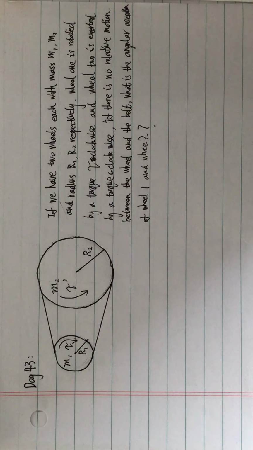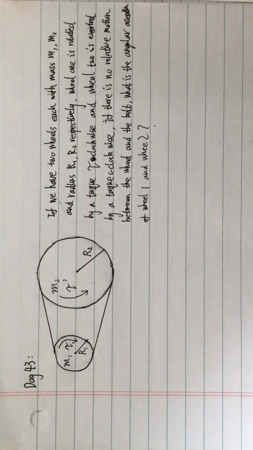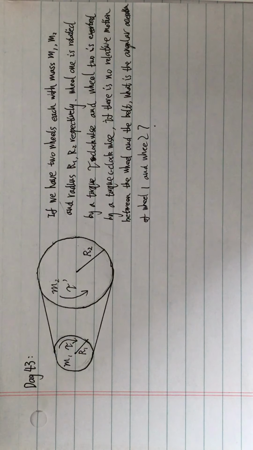Day number 43. Today we have two wheels attached by a belt, with masses m1 and m2 and radii r1 and r2, respectively. Wheel 1 is rotated by a torque clockwise, and wheel 2 is acted on by a torque counterclockwise. There is no relative motion between the wheel and the belt. What is the angular acceleration of wheel 1 and wheel 2?